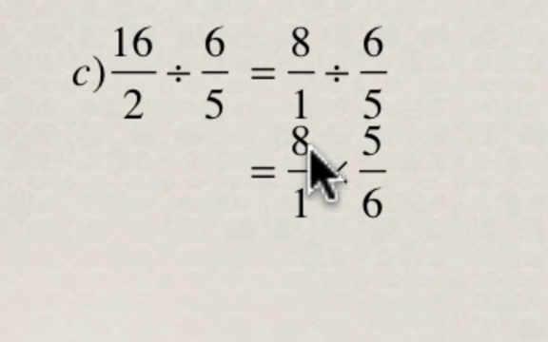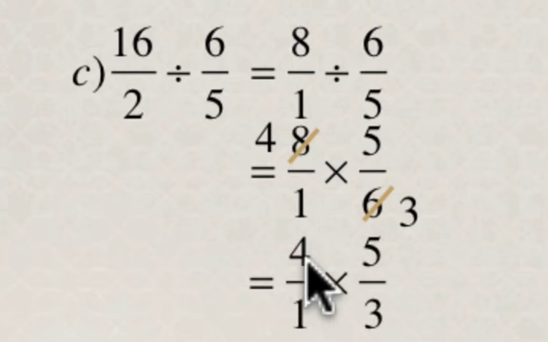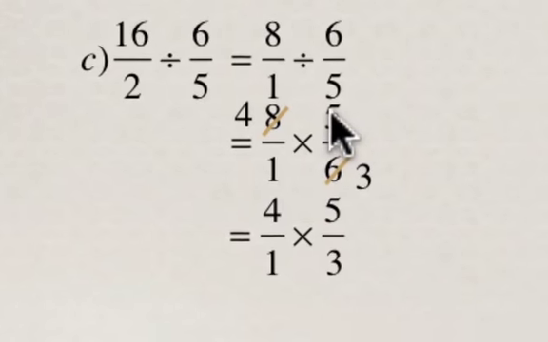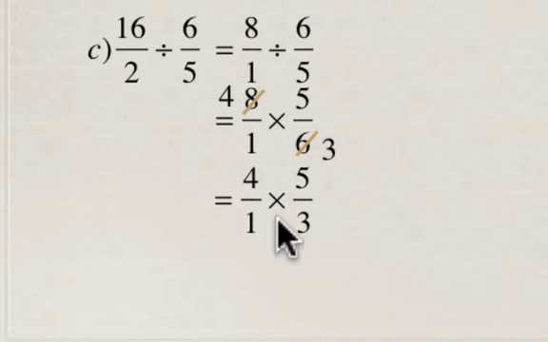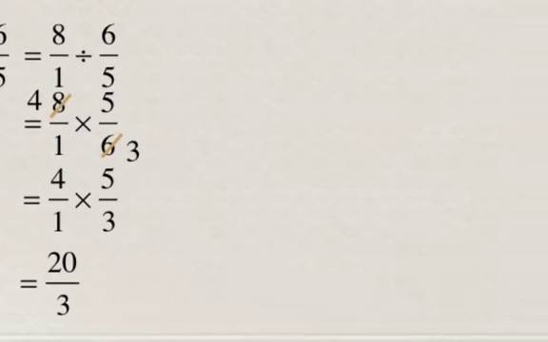5 and 1 don't simplify, but 8 and 6 are both divisible by 2. When we divide 6 by 2, we get 3. And when we divide 8 by 2, we get 4. So we rewrite this as 4 over 1 times 5 over 3. And then we multiply the numerators and the denominators. So 4 times 5 is 20 over 1 times 3 is 3. And I can't emphasize this enough: when you're multiplying and dividing fractions, do not find a common denominator.